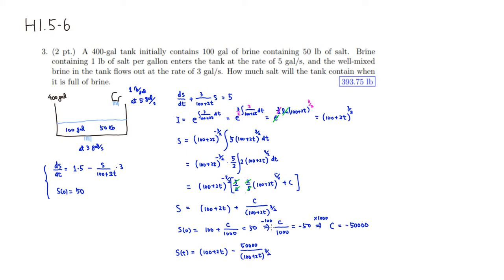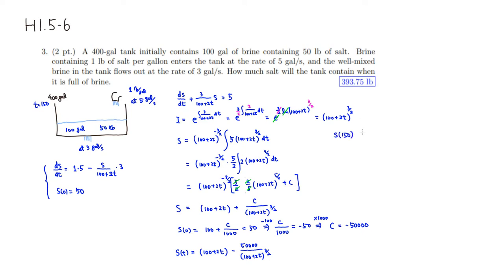All right. Then we want to know the amount of salt when the tank is full. So we can see that, let's see, we have 300 gallons to go to become full. And it's increasing by 2 gallons per second. So 300 divided by 2, so it's going to take 150 seconds. So when it's full, t is equal to 150 seconds, right? So we just have to find S of 150.